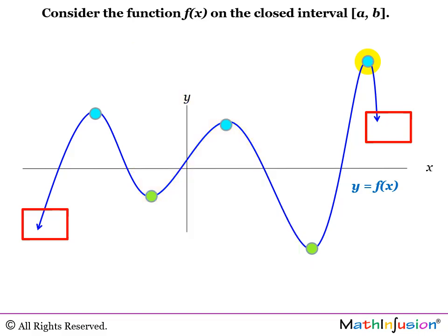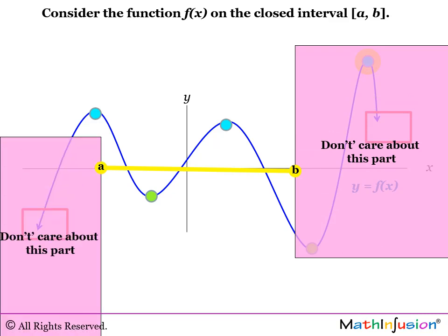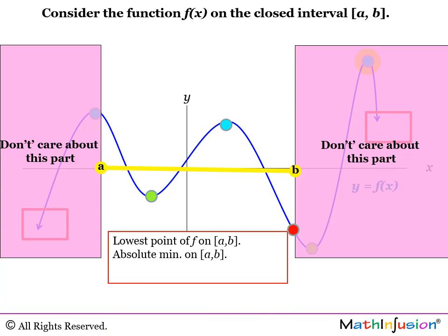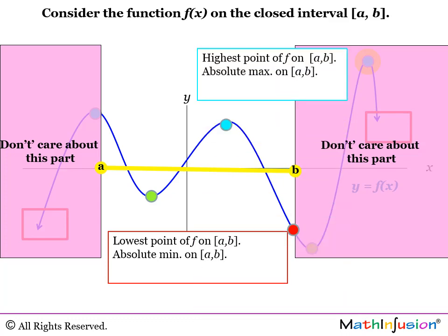Now we are going to change the closed interval [a, b]. Let's now take this. So I do not care about that, and I do not care about that. This is the lowest point of the graph of the function on the closed interval [a, b]. So this has to be the absolute minimum of the function on the closed interval [a, b]. This point, exactly as before, is the highest point of the graph of the function on the closed interval [a, b]. It is the absolute maximum on the closed interval [a, b].